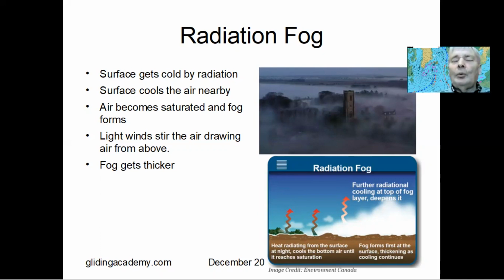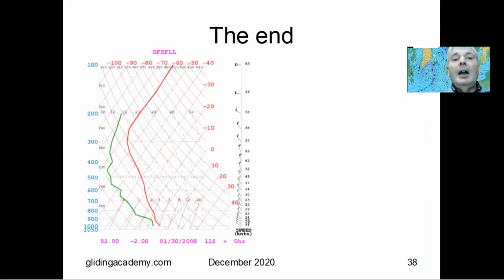Then the race is on. Will the sun come up to warm the ground, to disperse the fog, before the fog gets so thick that the fog itself acts as a barrier and reflects the sun's heating away from the surface of the earth? So quite an interesting puzzle.